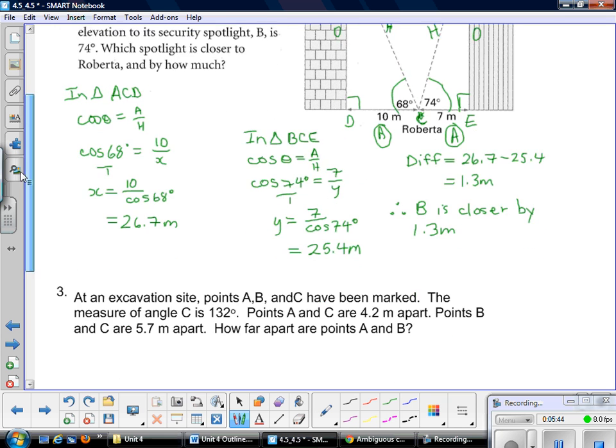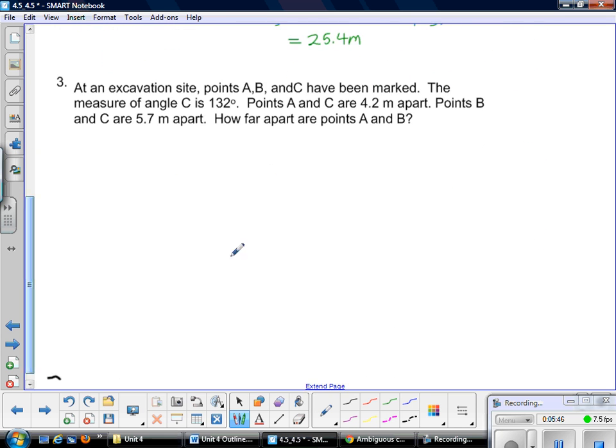The next question is another word question. However, this time they haven't given me a diagram. So we're going to go through it. It says an excavation site, points A, B, and C have been marked. Obviously we have to mark that. So normally what I would do is I have an A, I have a B somewhere, and I have a C. Notice I really don't know how far things are apart. I'm just putting those points.